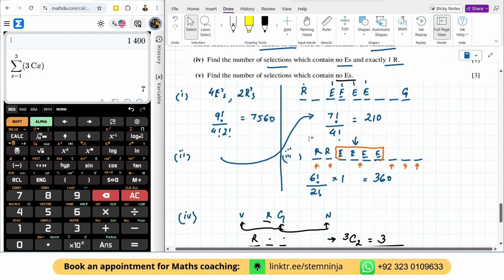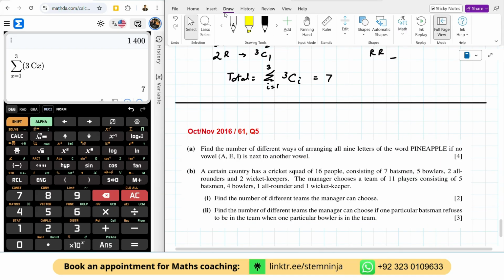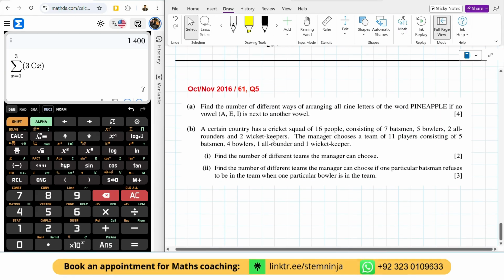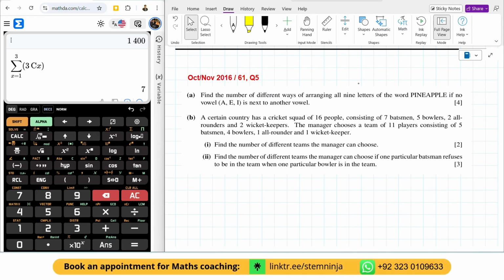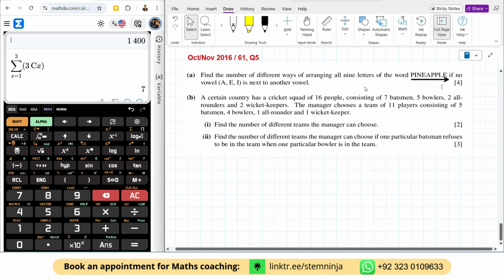All right, let's move on to the October-November sessions. All right, so let's see this. Find the number of different ways of arranging all 9 letters of the word pineapple if no vowel A, E, I is next to another vowel.